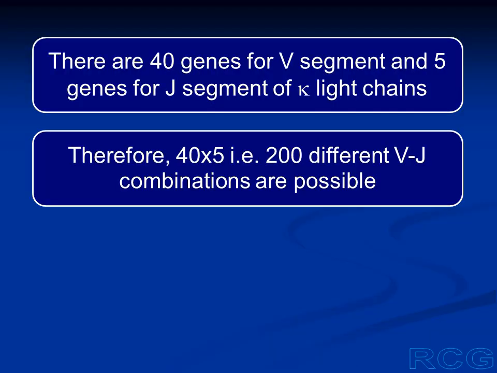For kappa light chains, there are 40 genes in the V cluster and 5 genes in the J cluster. So when one of the genes in the V cluster joins one of the genes in the J cluster, the possible number of combinations are 40 multiplied by 5. That means 200 different VJ combinations can be formed when one V segment gene combines with one J segment gene.